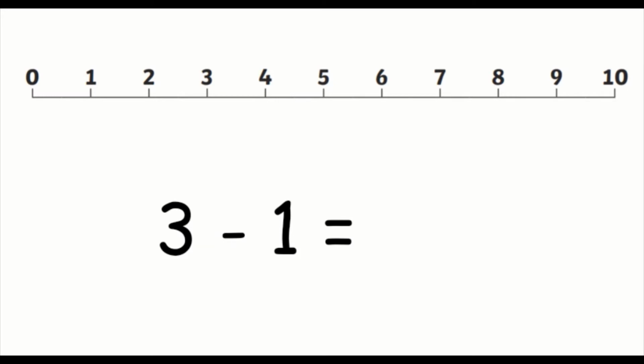3 subtract 1 is equal to. The first thing that you need to do is look at the number sentence and decide which number is greater. In our number sentence, there is the number 3 and the number 1. Which one is greater or bigger? Yes, that's right, it's number 3. So you need to draw a circle around the number 3. Draw a circle around the big number.